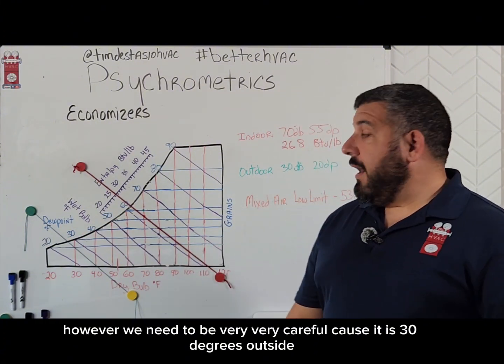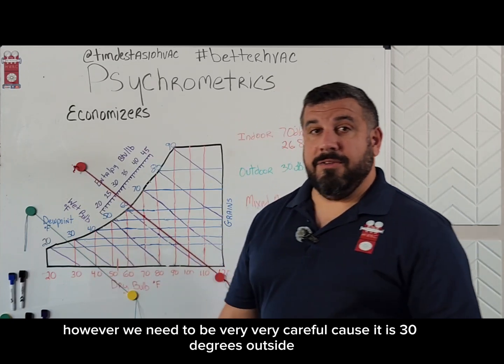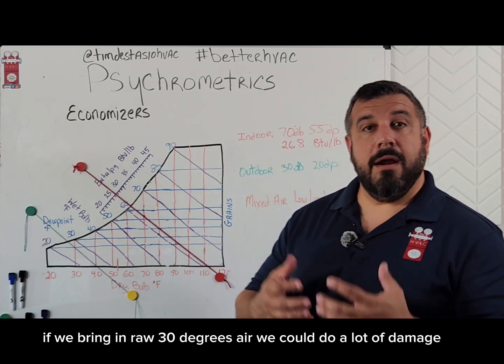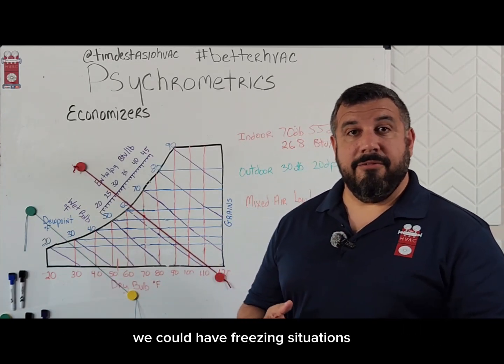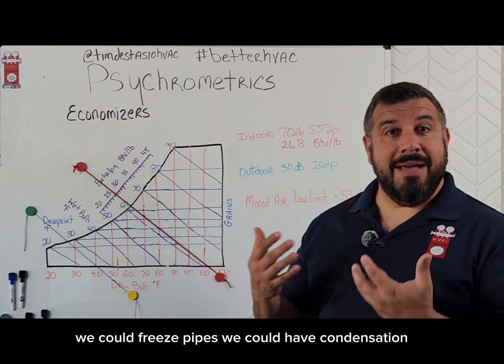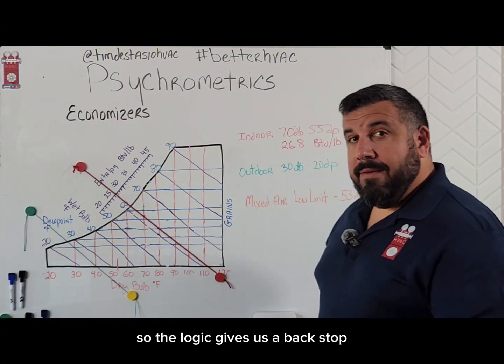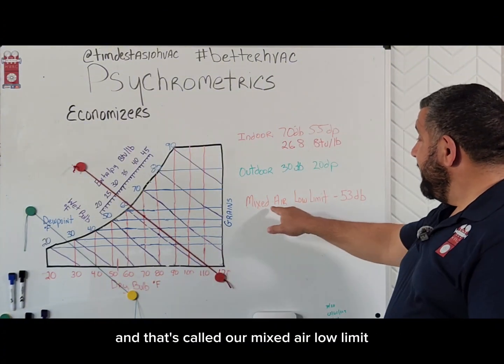However, we need to be very, very careful because it is 30 degrees outside. And if we bring in raw 30-degree air, we could do a lot of damage. We could have freezing situations. We could freeze pipes. We could have condensation. So the logic gives us a backstop, and that's called our mixed air low limit.